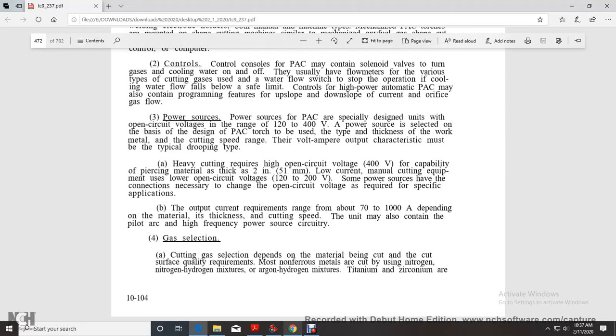If the cooling water falls below the safe limit, the control stops the operation. The controls for high power automatic plasma arc cutting may also contain programming features, such as upslope and downslope of the current and orifice gas flow.